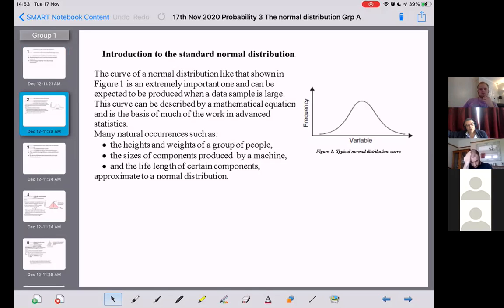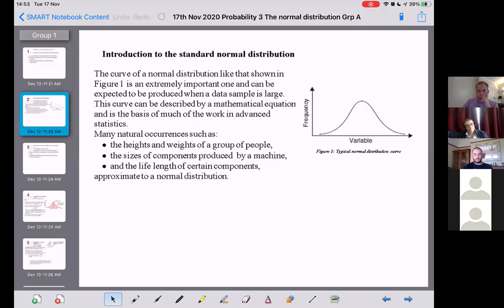Many natural occurrences, such as the heights and weights of a group of people, the sizes of components produced by a machine, and the life length of certain components approximate to this normal distribution. What this is saying is if you take enough samples, eventually if you plot them all, you'll get a distribution curve that looks something like this bell curve. It might be skewed over one way a little bit sometimes, or the other way, but that's the kind of shape that you'll get pre-standardized. Everyone happy with that?